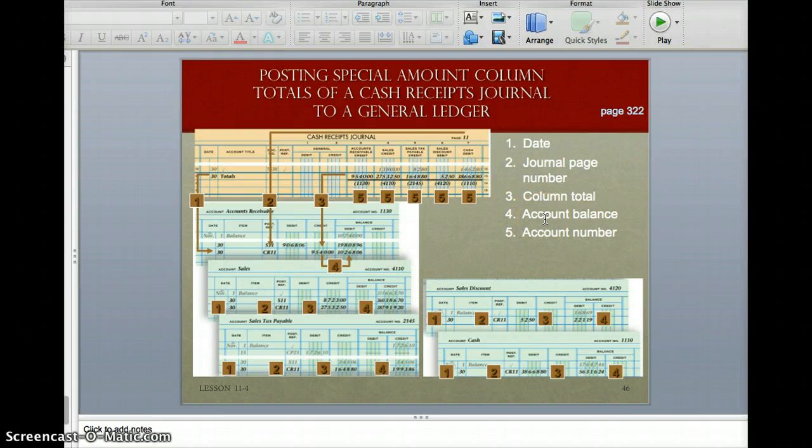Oh, whoa. I got ahead of myself. The date, the journal page number, the column total is debited or credited. No, I didn't. And then the account balance over here.